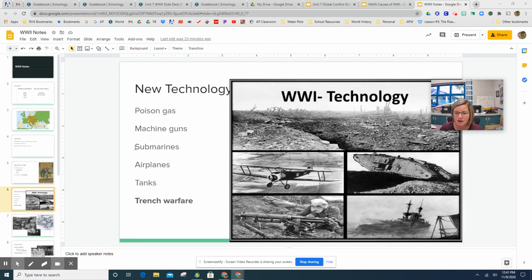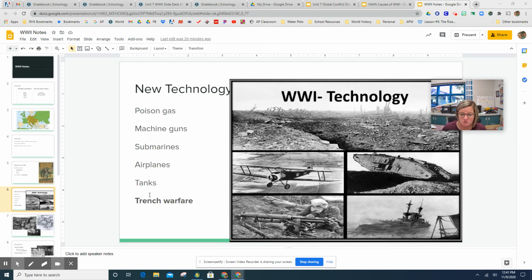Submarines or U-boats. The German U-boats are very effective. They're one of the reasons that we get involved in World War I. The airplane was huge, brand new. You would have these air fights that would go on. Tanks actually weren't as big of a thing during World War I because they weren't very reliable. You would get in the middle of no man's land, and then they'd break down, and then you have to run back to your trench. They weren't very good.